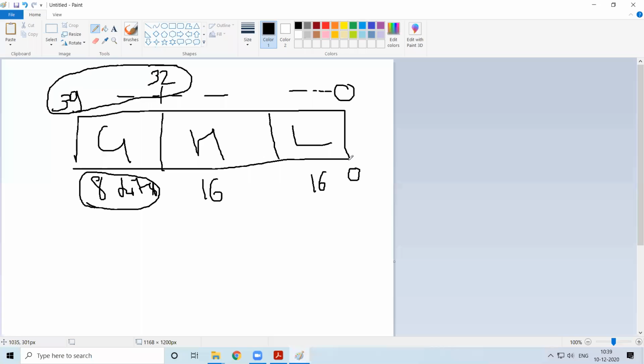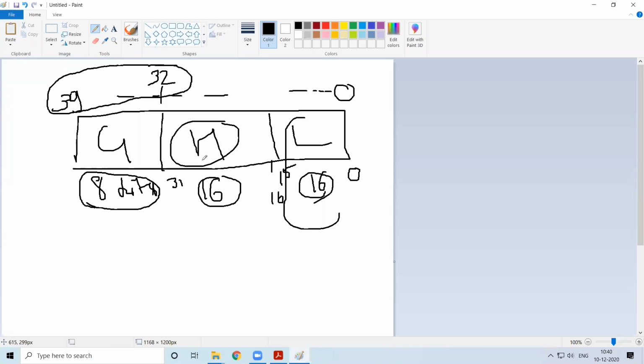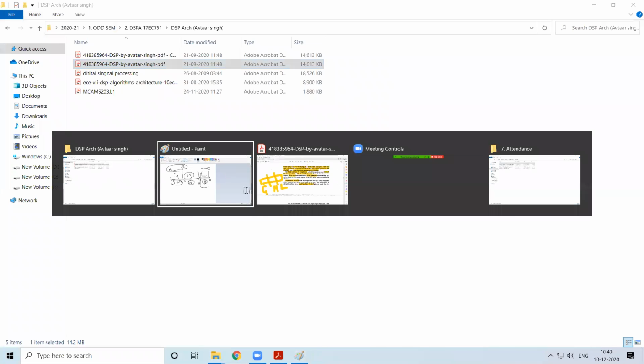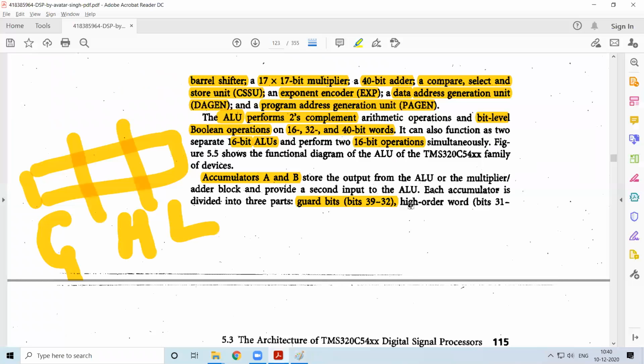So here, 16 bits, it will be from 0 to 15. So these bits pertain to the 16 bits of the lower order. And from the next, you have 16 to 31. So this will be the next 16 bits, which represent the higher order bits. So this is how the accumulator is represented.